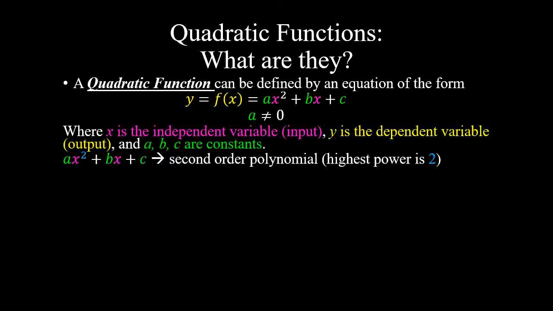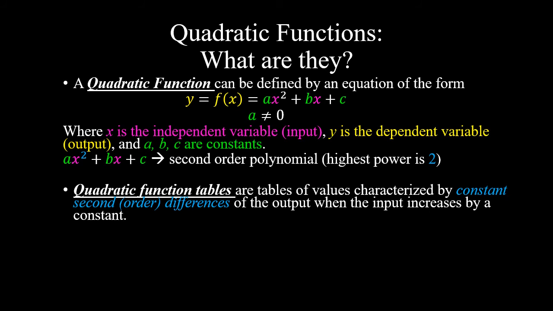So x is the independent variable, the input. Nothing unusual there. Y is the dependent variable, the output. And a, b, and c are constants, okay? And we really talked a lot about how when we're dealing with quadratic functions, this whole idea of the second order is really important. So ax squared plus bx plus c is a second order polynomial, which just means that the highest exponent we're dealing with is 2. The highest power is 2. We call this the degree. The highest degree is 2. All right.